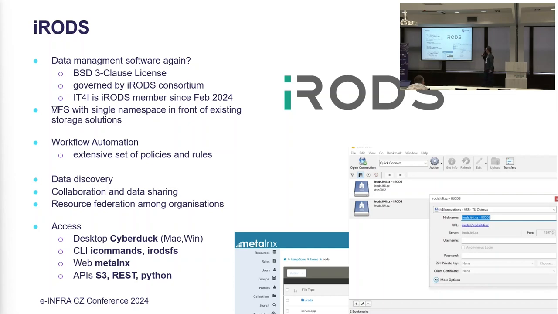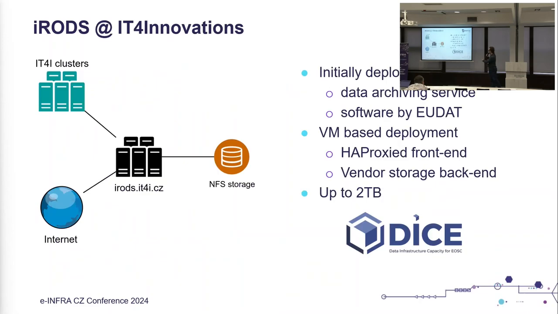It has workflow automation, which sets policies and rules, which you can direct what to do with the data, when to do it, and the limits when this happens or doesn't happen. Of course, data discovery, also collaboration and sharing, and resource federation are available. So far it's not so different, apart from the clients. There are many of those, be it APIs, desktop clients, or web interface. In that regard, I would say that OneData, at least from my perspective, is a more complex and feature-rich client. So there is something for iRODS to keep striving for.